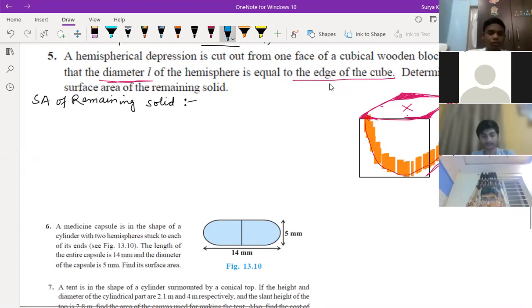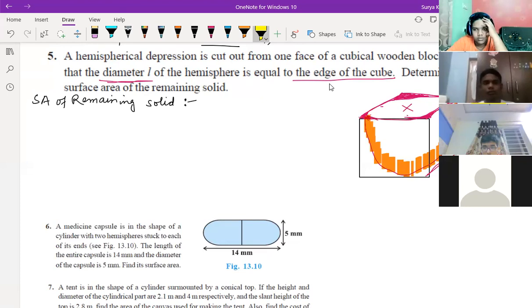So better what you do, children: you find all the 6 sides, plus you find the CSA of hemisphere, and then you subtract the area of the circle, the base of the hemisphere. Understood what we are doing? First we find all the sides' area of the cube. Second, we add the CSA of hemisphere. Then we have to remove this yellow part, so minus the base of the hemisphere. Is it clear or not?